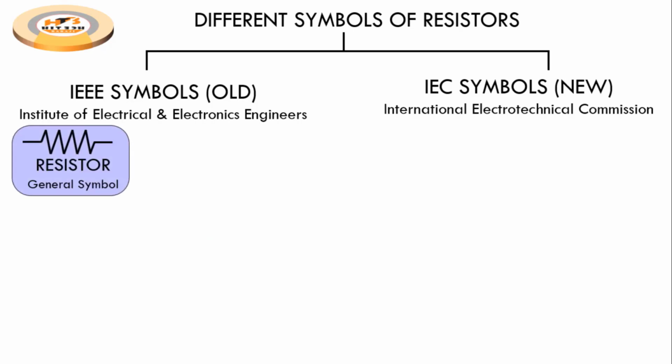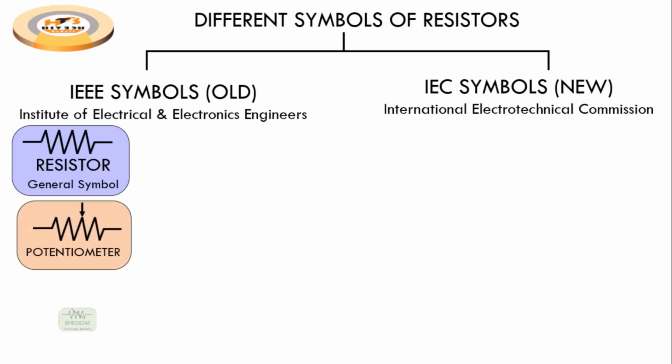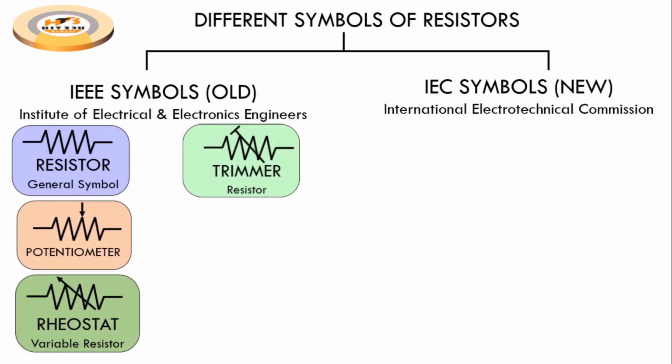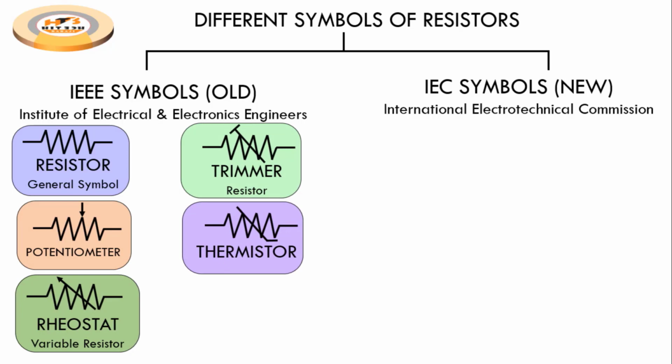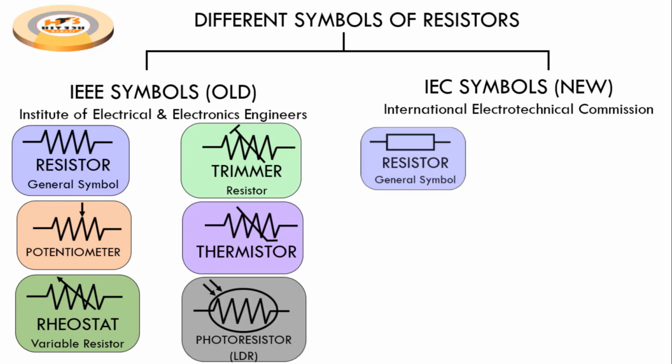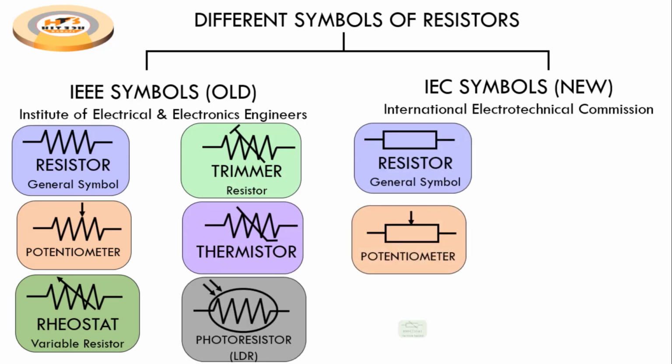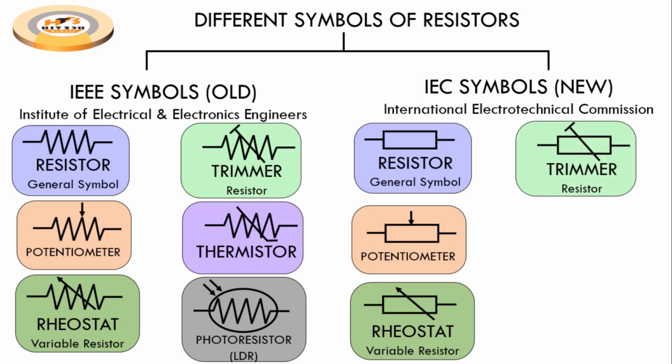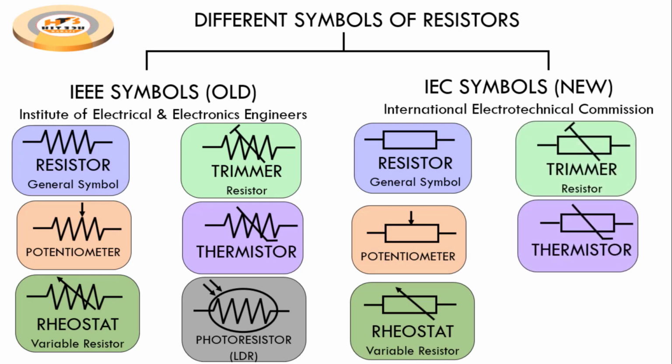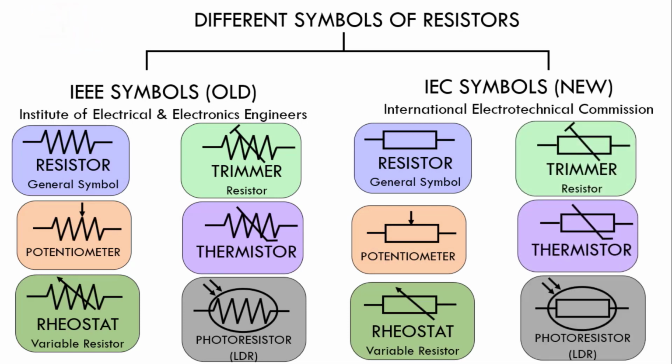This is symbol for potentiometer in IEEE system and the same in IEC system. This is for the rheostat, this is symbol for the trimmer, this is symbol for the thermistor, this is symbol for the light dependent resistor, means LDR or photoresistor. Similarly, in IEC system of symbols, these are the symbols for different resistors.